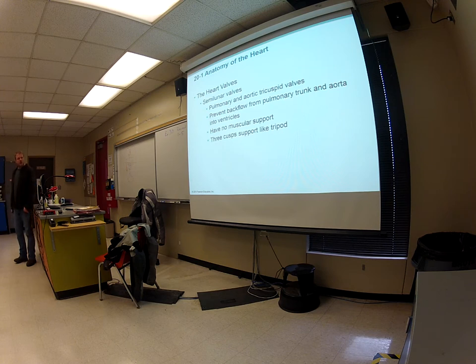So, heart valves, semilunar valves, pulmonary and aortic tricuspid valves, prevent backflow from the pulmonary trunk and the aorta into the ventricles. No muscular support, 3 cusps support like a tripod. So, here we go. Blood, we're in the atrium, squeeze, we go through the AV valves, okay, ventricles contract, we close the AV, we open the SL. We go up like this out to the pulmonary trunk and the aorta.